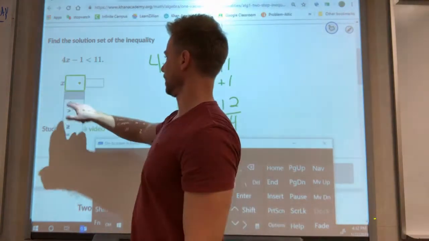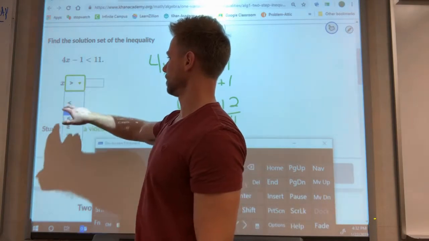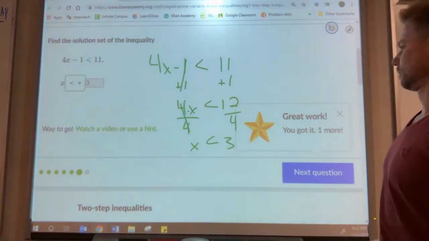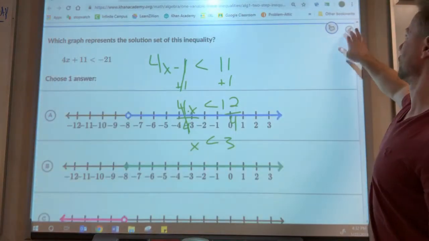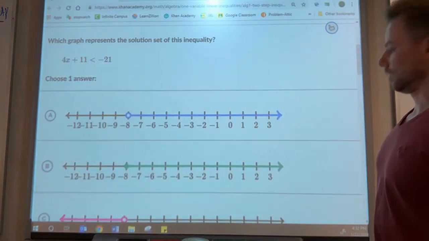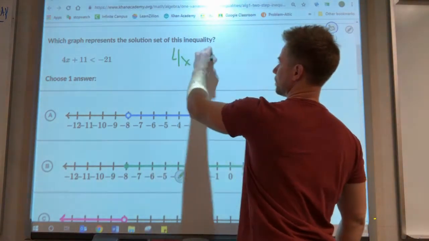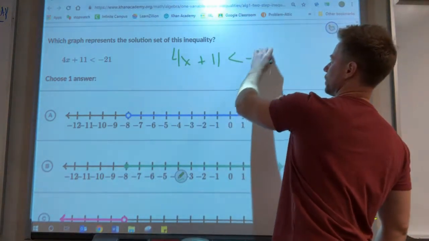So let's check that. X is less than 3. Good, let's try another one. All right, we have to solve again. 4x plus 11 is less than 21.